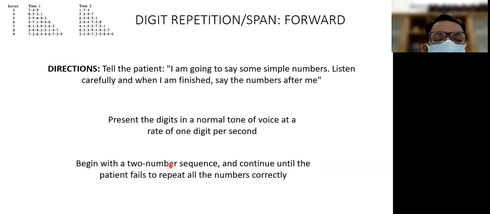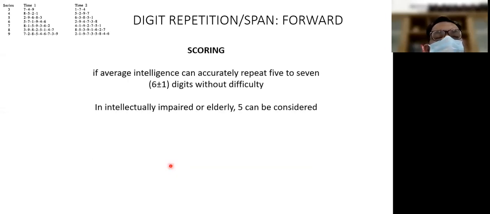Present the digits in a normal tone of voice at a rate of 1 digit per second, and you should have a prior written series of digits. That is very important. Begin with a two-number sequence and continue until the patient fails to repeat all the numbers correctly. Now, scoring: we say that 5 to 7, or 6 plus or minus 1, is fine. And if the patient is elderly or intellectually impaired, 5 can be a cutoff.